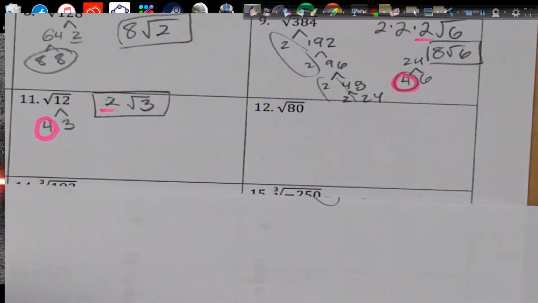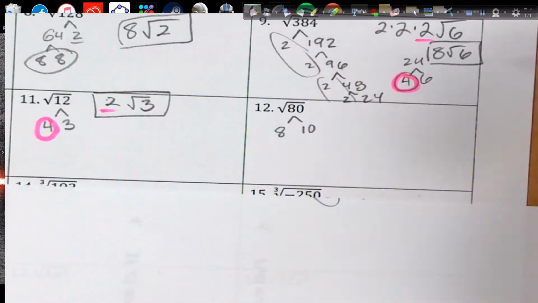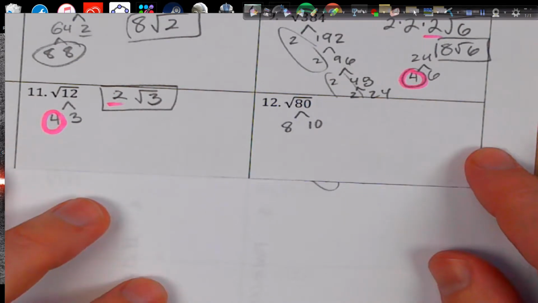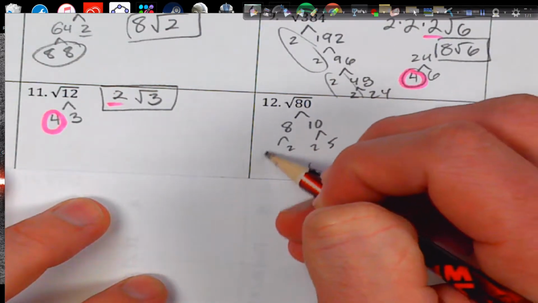80. All right, the square root of 80. Okay, let's think. Any perfect squares? I don't know of any, but I do know that 8 and 10 will break it down. Those are decently good numbers, I suppose. And then, let's see here. This is going to be 2 and 5, and this is going to be 2 and 4.